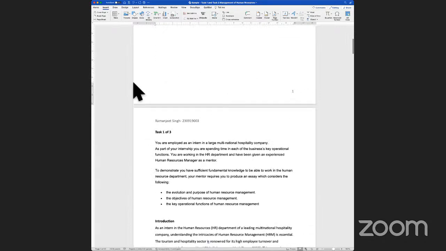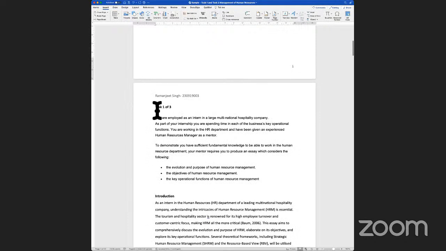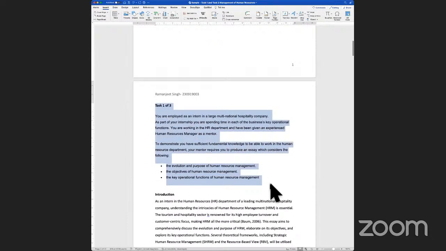Now, in terms of the assignment that we have to do, what I've done is I've copied and pasted this from the assignment brief, just to ensure that I'm addressing all the tasks, and I'm also giving the scenario a thorough read, so that the tasks that I do follow what the assessment criteria are.